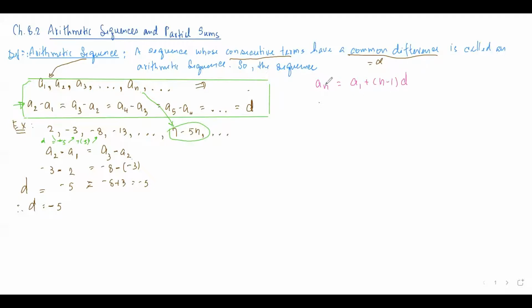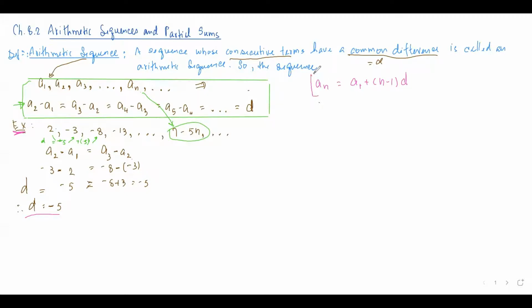Okay, an means go up to the n term, right? Or sometimes we call it the general term. And a1 means term 1. In this example, a1 is what? 2. And n is unknown. Okay. And then d is what? d is -5. Okay. So then we replace, we want to find out if an equal to 7 minus 5n or not, right? So we use this formula.